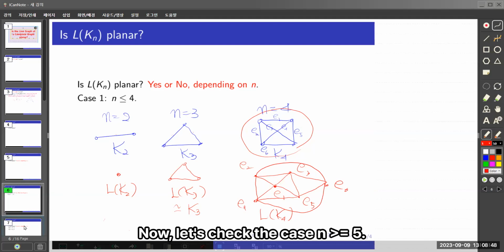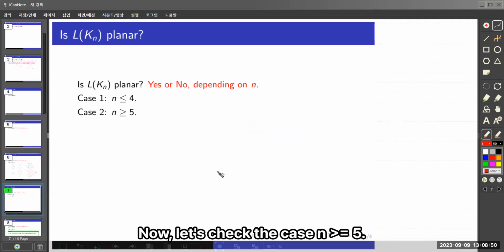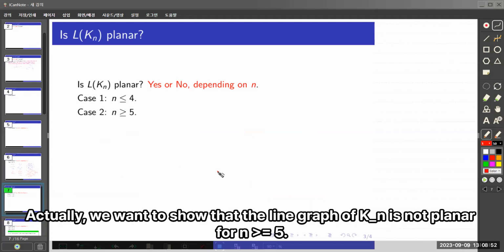Now let's check the case n is greater than or equal to 5. Actually, we want to show that the line graph of K sub n is not planar for n greater than or equal to 5.